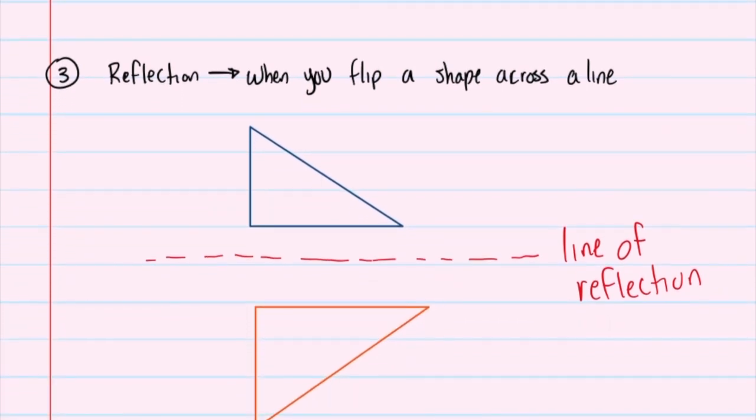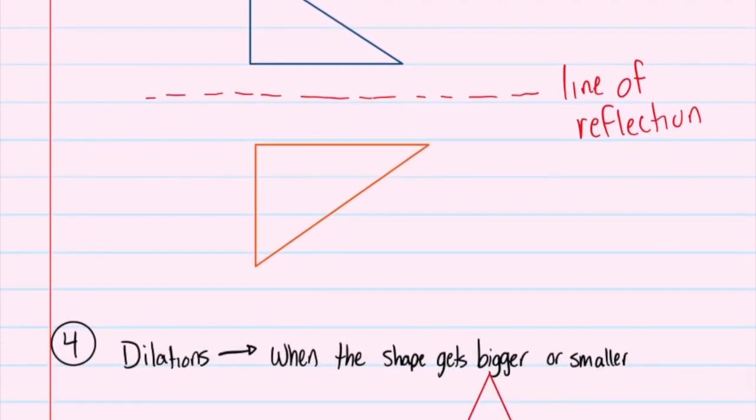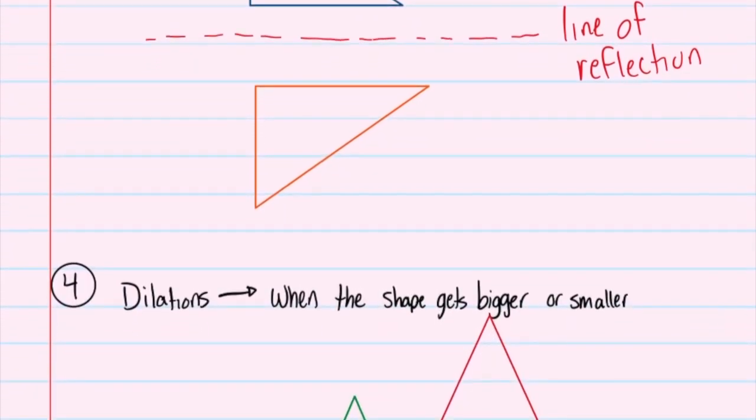And the last one, number 4, is a dilation. Dilation is when the shape gets bigger or smaller. Letter A in green is the original because it doesn't have any apostrophes. So you can either make it smaller or make it bigger, but it still remains a triangle. It's just a different size.